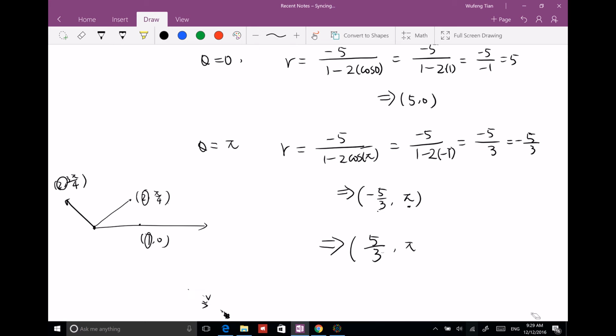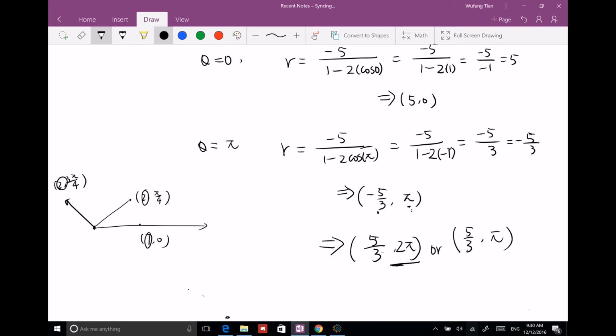Okay, so here you can have 5 over 3, 2 pi. You change this negative into positive and add pi on the angle. Or 5 over 3, you subtract pi from the angle.